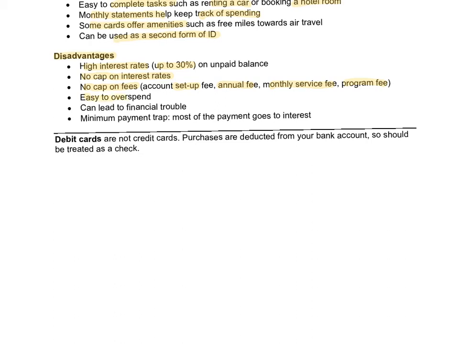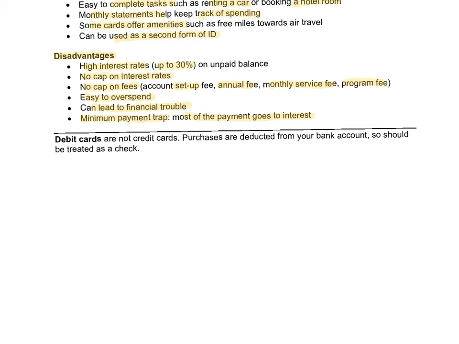It's also very easy to overspend. When you have a credit card, it's not like you see that balance taken out of your account every month. So you have this false sense of security and you could overspend, which can lead to financial trouble. And there's also this minimum payment trap. So your credit card will tell you the minimum amount that you're supposed to pay. Well, that minimum amount is very deceptive because if you only pay the minimum amount, most of the payment will go to interest, which means you're actually not really paying off your balance.